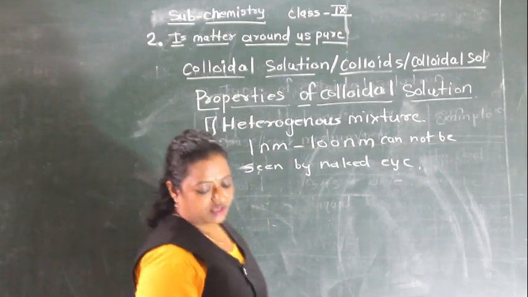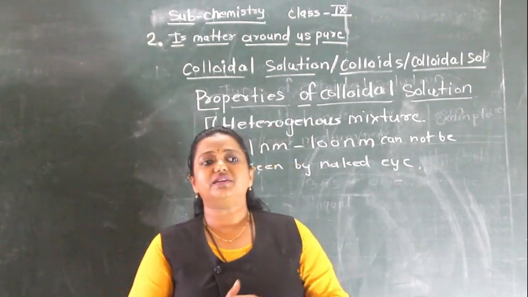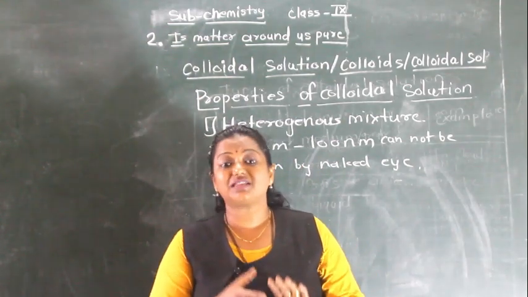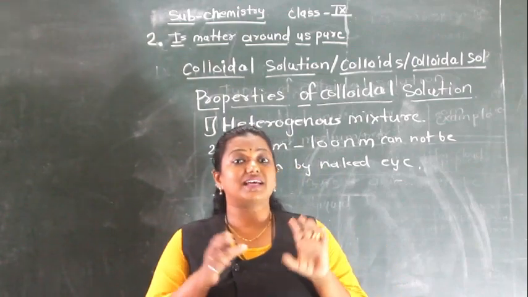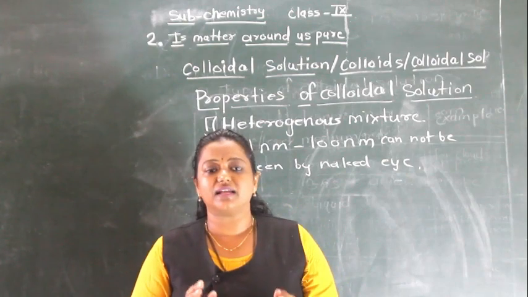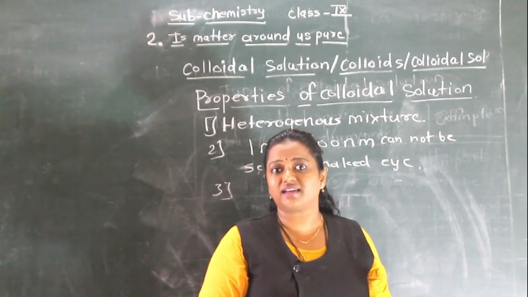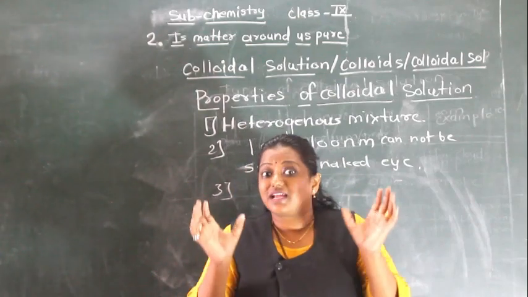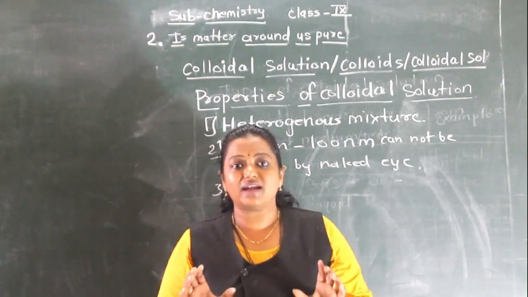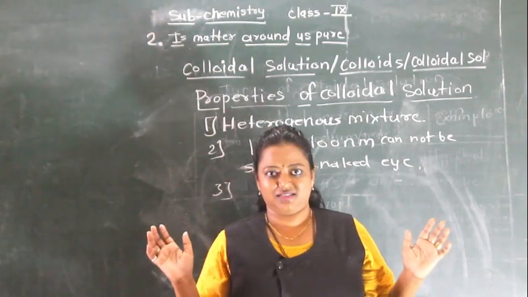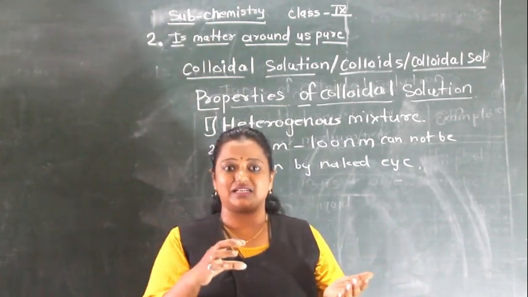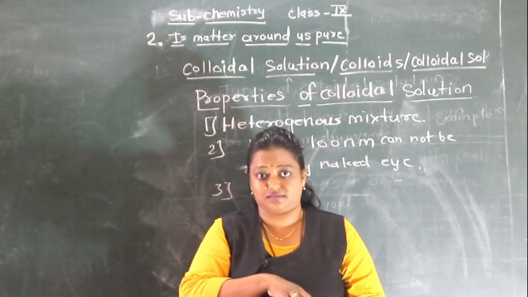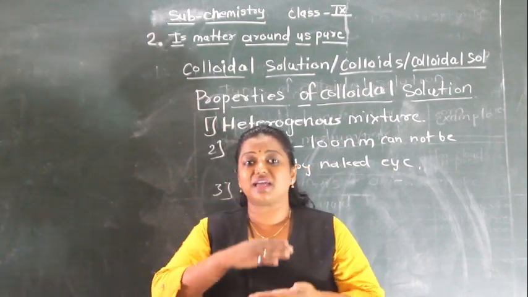Now the third property of the colloidal solution is a very important property. If we pass a beam of light through a colloidal solution, the path will be visible to us. Why? The size of the dispersed particles is not so small that they cannot be seen by naked eyes, and not so large that they block the light rays. These particles range between 1 nanometer and 100 nanometer, so they can scatter a beam of light. Whenever a beam of light falls on them, these particles can be easily seen, and the path of the light becomes visible.